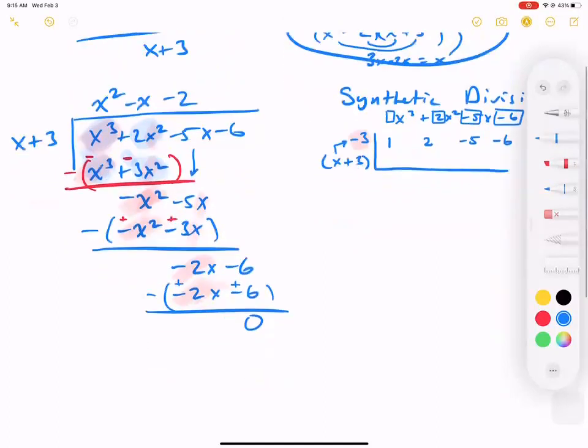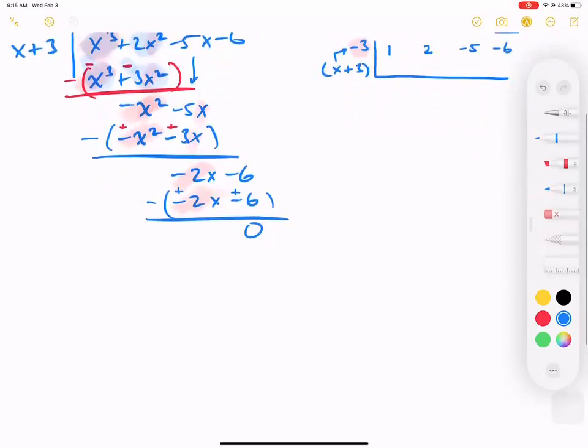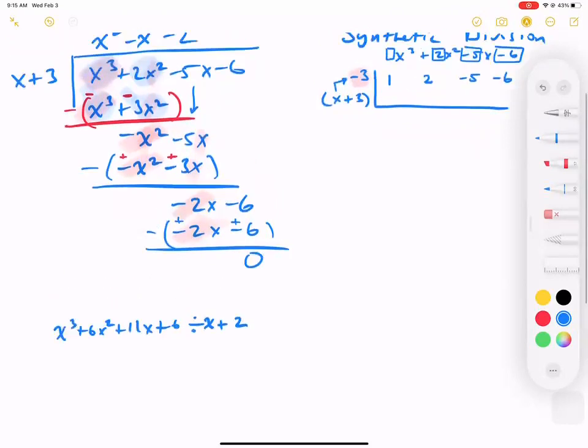Okay, so hang on to that thought. I'm going to just show you another problem. I'm going to make this other problem up. You don't need to copy this, but I just want to help you with the setup, okay? If I write x cubed plus 6x squared plus 11x plus 6, I want to ask you to divide this by x plus 2.